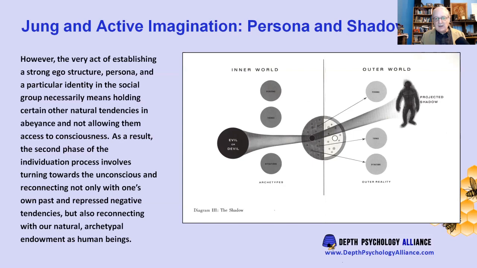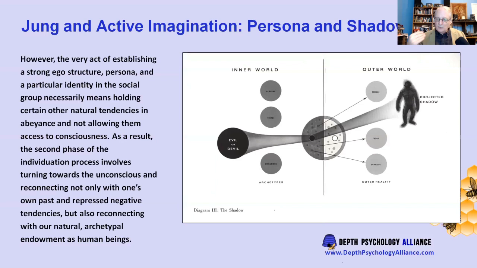And this is from Esther Harding's book, The I and the Not I, and it's again a metaphoric graphic representation of the idea of how we project the shadow into the outer world. On this half here, you can see that the shadow is in the personal unconscious. This dark area here is the personal unconscious, but an aspect of it is also connected to this archetypal evil, archetypal darkness.